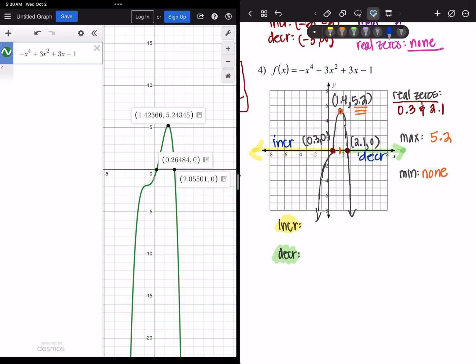So I'm going to write those intervals down here. From -infinity to 1.4, the graph is increasing. And from 1.4 to positive infinity, the graph is decreasing. Our intervals of increasing and decreasing are always parentheses for those intervals. They're open intervals.